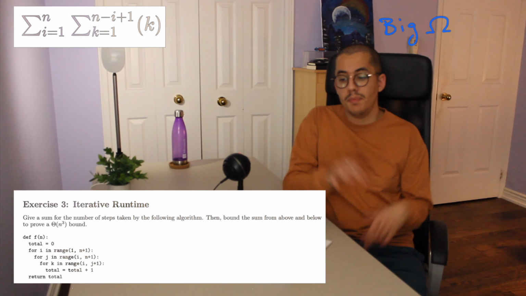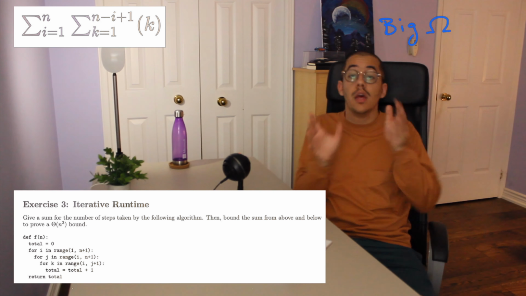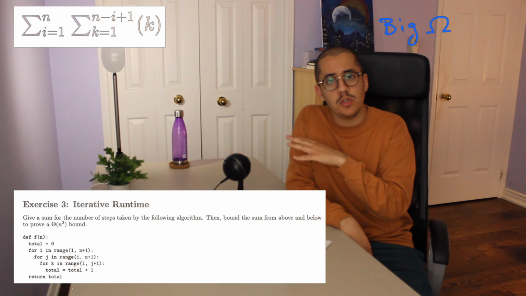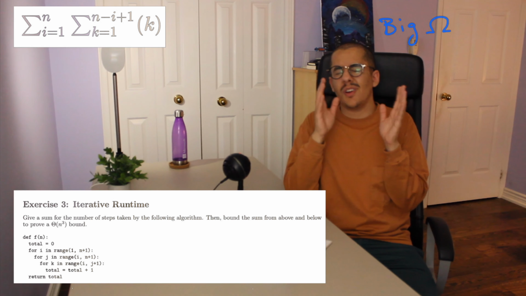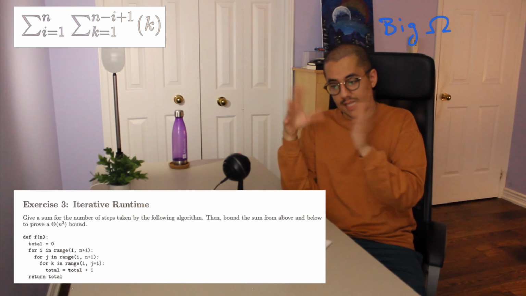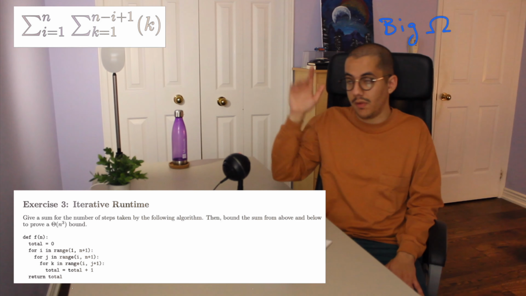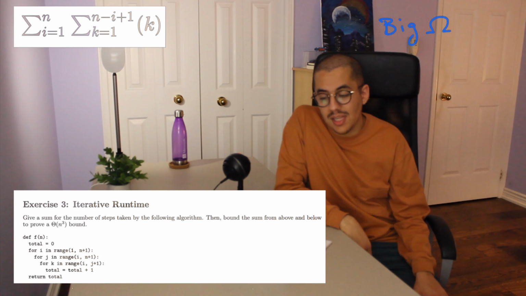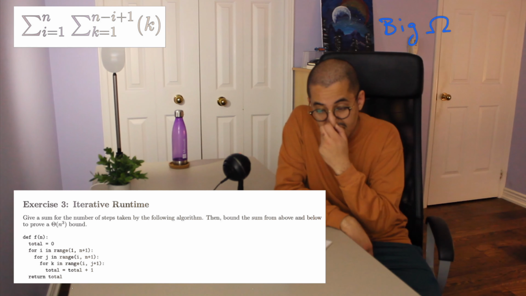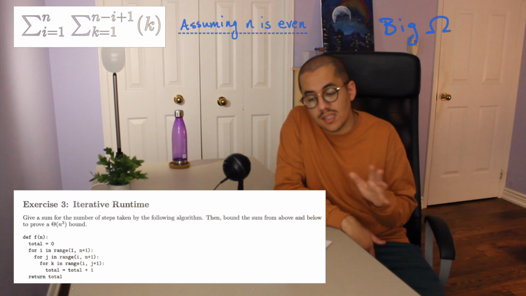Now for the big omega side of things, let's revert back to the formula we had, not the very original one. I'm talking about the one that we just made: the summation of i equaling 1 going to n, and then the second summation of k equaling 1 going to n minus i plus 1, and then there's a k in front of it. I want to put it up there. For the lower bound, we're going to assume, for simplicity's sake, that n is even.